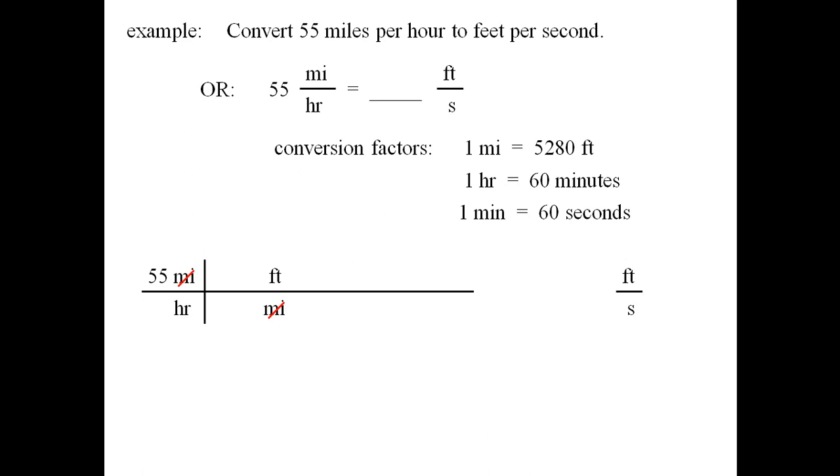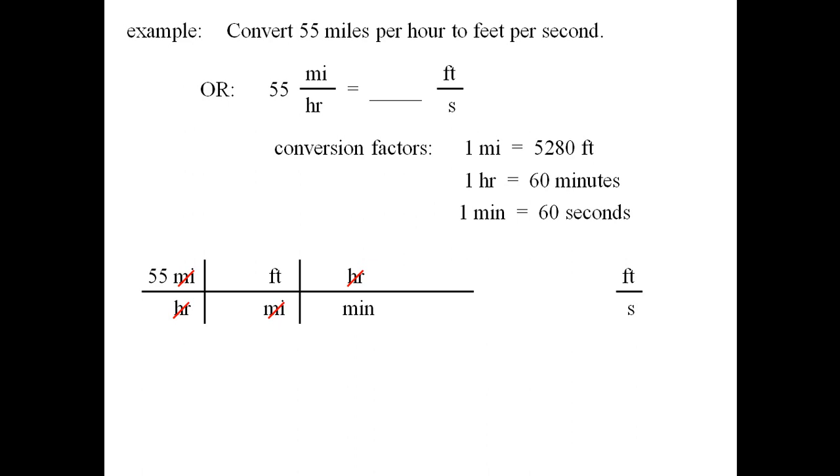Now I have to get rid of this hour. I have to cancel it out. The only way I can cancel it out is to put it in the numerator. So when I convert from hours to minutes, I'm going to put the hours in the numerator so that they cancel out, and therefore the minutes have to go in the denominator. There's no other place to put them.